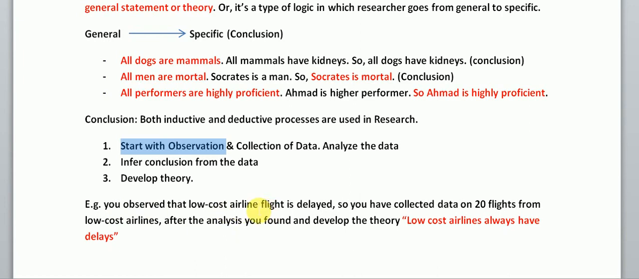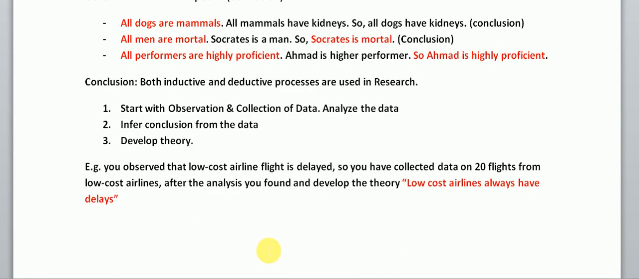So this is just an example in research: first you start with observation, like here you have observed, and then you collect the data as you have collected the data here, and then you analyze. Once you analyze, you infer something and develop the theory, like here you develop the theory that low cost airlines have delays.